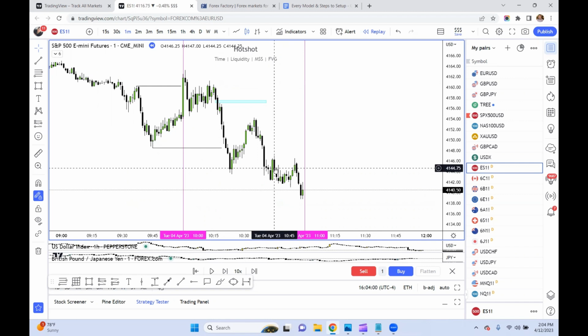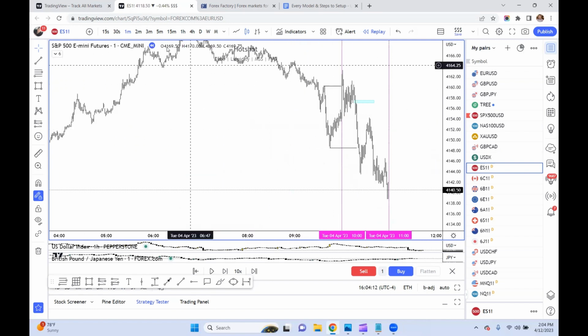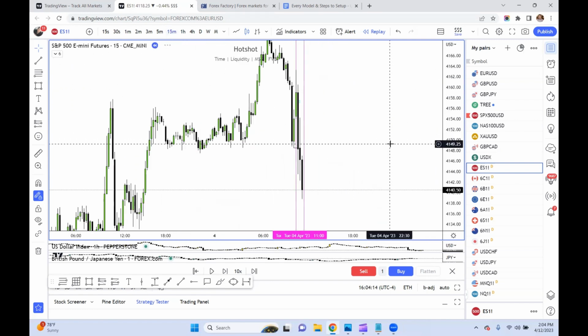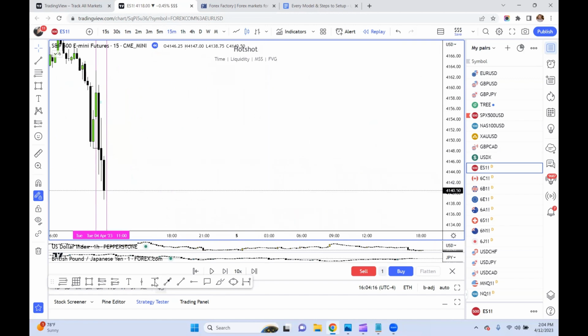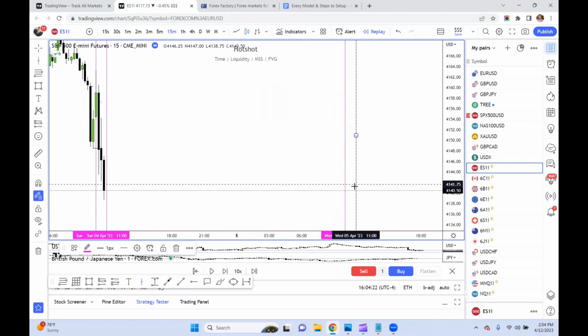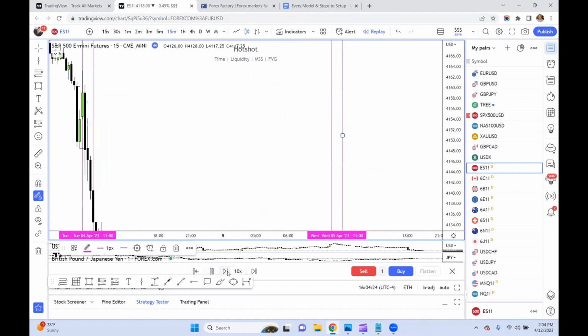The Silver Bullet is quite interesting if you ask me. And it's possible that it didn't form on the 1 minute, but it formed on the 30-second or the 15-second time frames. So that's just something to keep in mind. Now, this was Tuesday. Let's just go to Wednesday since there was nothing here. So Wednesday, same times, 10 to 11. We'll play it out.